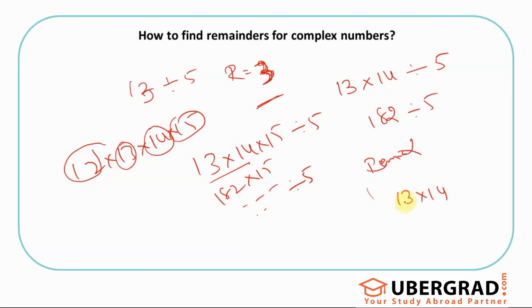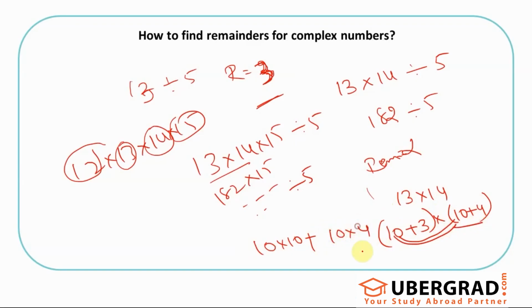So I will do 13 as 10 plus 3 into 10 plus 4. The reason why I took 10 is that's the closest multiple of 5. Now I'll just do the cross multiplication. So it's 10 into 10 plus 10 into 4 plus 3 into 10 plus 3 into 4. Right? So if I calculate all of this, I would definitely get 182. So I'm just breaking it down.